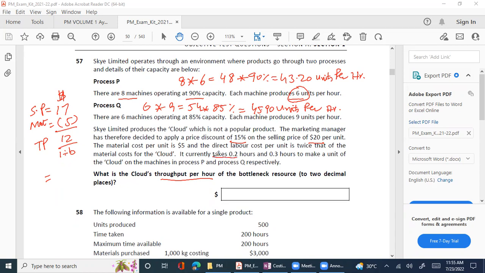Sorry, this is 0.2 hours. It is given in the question that the per unit time consumed by cloud is 0.2 hours in process P. So the time is directly given, so we will simply divide it with 0.2. What will be the answer? 60 over 0.2, because the bottleneck time for the cloud is given. So $60 will be your answer. Is it clear?